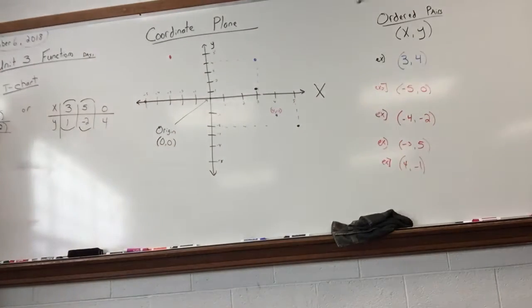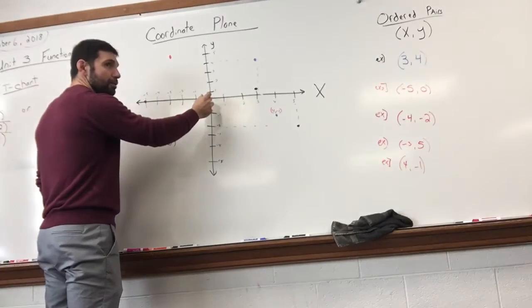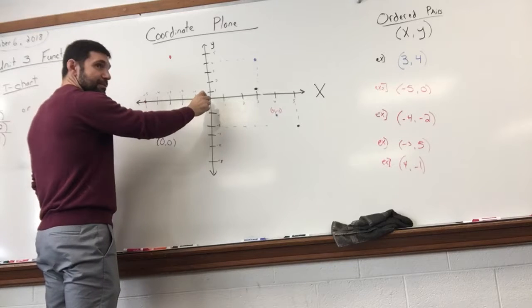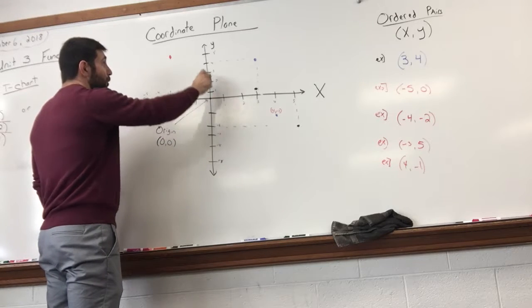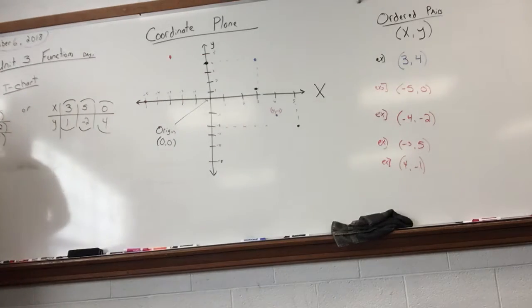What's my last one, Brooklyn? The last one is (0, 4). So 0. I don't go left or right because my X says it's 0. My Y is up 4. That's how we would graph from a T-chart. You're like, but Mr. H, what does this do for us? Nothing today. Okay? Today was the basics. We're going to build up. You're going to need to know how to graph. Okay? Questions on graphing.